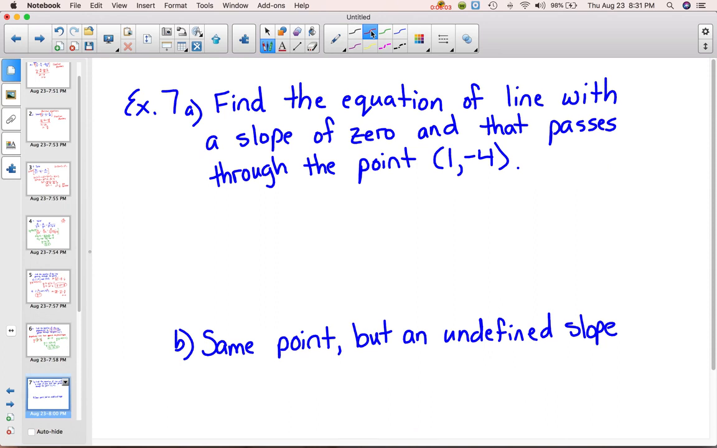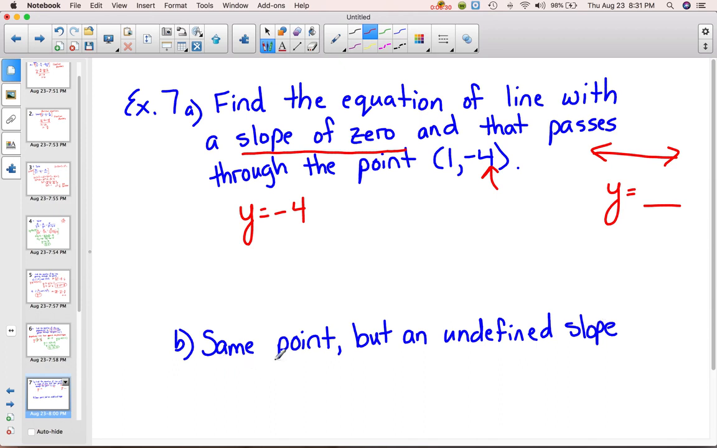Find the equation of the line with a slope of 0 that passes through the point (1, -4). Well, I kind of talked about this already. As soon as you see a slope of 0, a slope of 0 is a horizontal line. So that means it's going to be y equals something. So then you look here and see what that something is. So our equation is y equals -4.